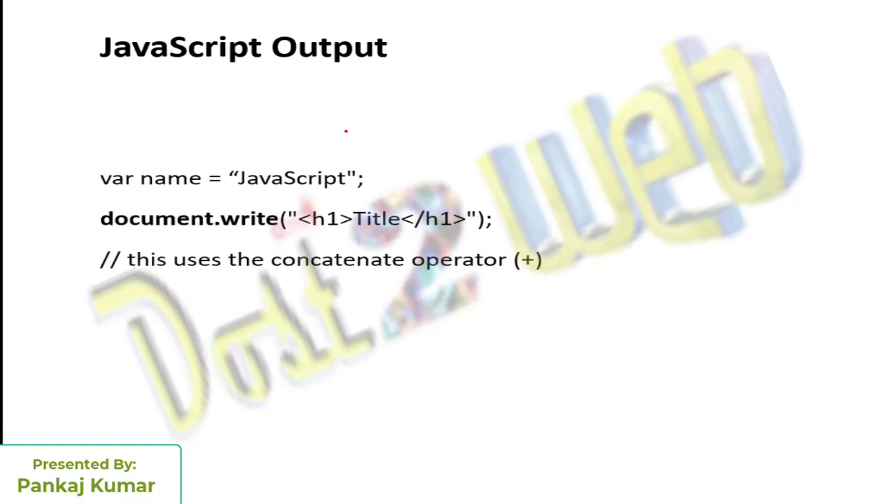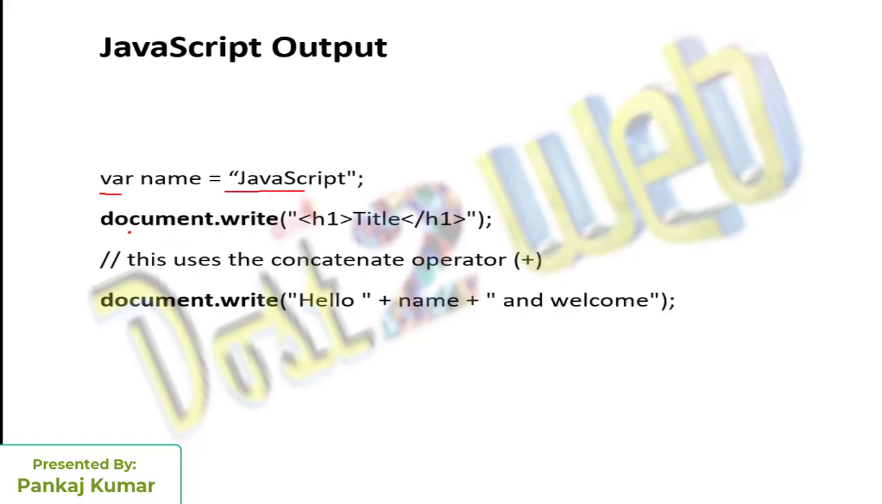Next, about the JavaScript output. The moment you write alert hello world, you will be able to see the output on the browser. You can write in another way, in JavaScript, variable name is equal to JavaScript document.write.